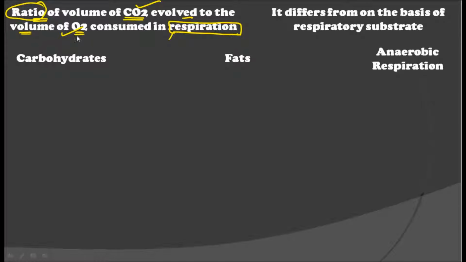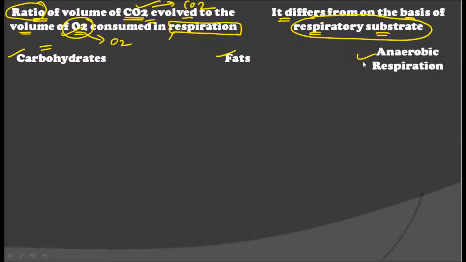As you know, during respiration, we take oxygen and release carbon dioxide, that is CO2. So the ratio between the CO2 evolved to the oxygen consumed is called respiratory quotient. Well, it differs on the basis of respiratory substrate. That is, what is the respiratory substrate which is used during the respiration will affect the respiratory quotient. That is, respiratory quotient is different for the different respiratory substrates like carbohydrates, fats, or say in the anaerobic respiration.